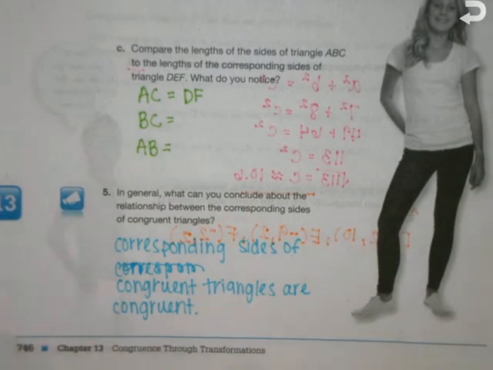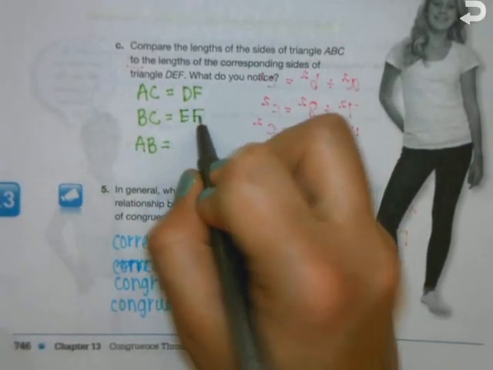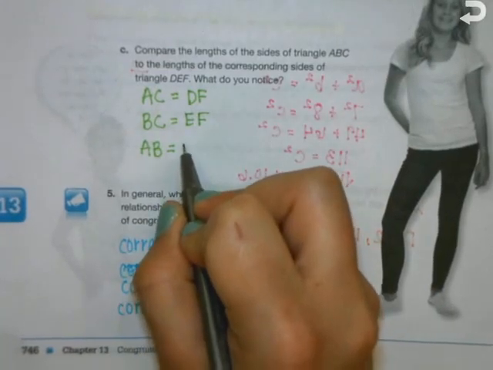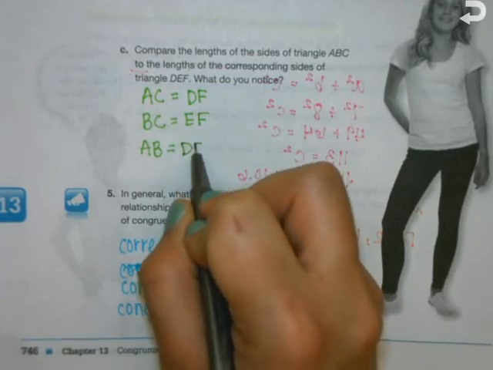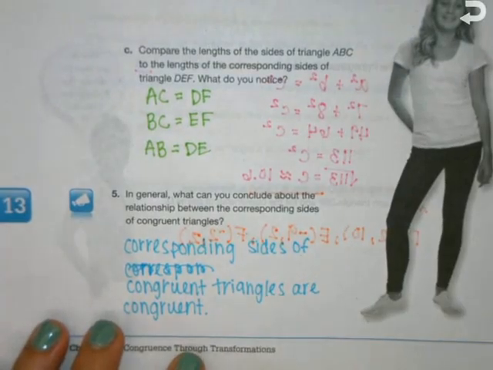Okay, guys, so what's the corresponding side to BC? EF. And what's the corresponding side to AB? DE. Do you think that the order in which we list the coordinates or the different points matters?